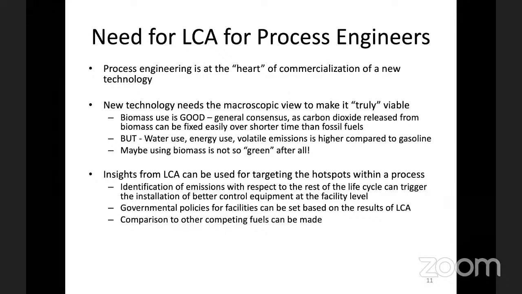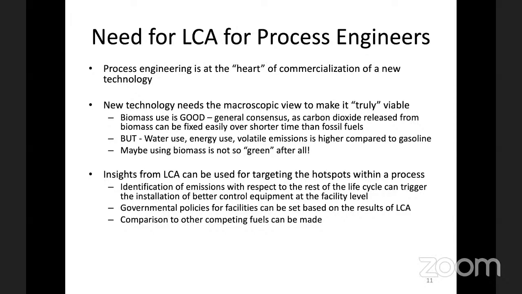So these are certain issues that have come up. They are not popularized because of different policy measures that the government has already taken. But water use, energy use, and volatile emissions are higher compared to gasoline production. That's why we need to understand the technological gaps and where these things are possible to change. Insights from the life cycle assessment can be used for targeting the hotspots within a process. You can identify the emissions with respect to the rest of the life cycle, and this can trigger the installation of better control equipment at the facility level.